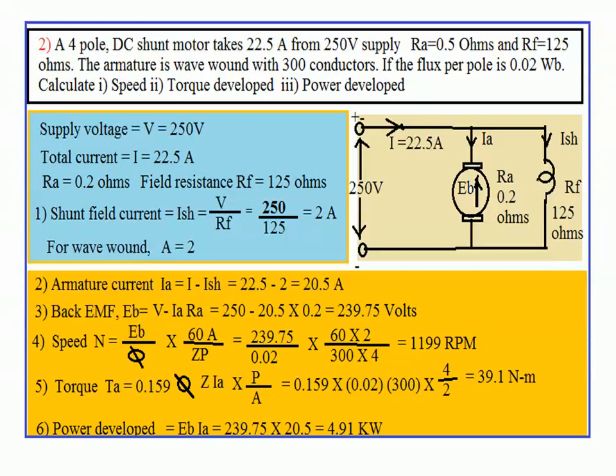Next, torque you calculate. You write down the equation. Substitute all the values. So we are going to get 39.1 Newton meter. Lastly, power developed in armature, that is voltage into current. Voltage is the induced EMF, back EMF, EB in the armature, current in the armature is IA, power developed in armature.